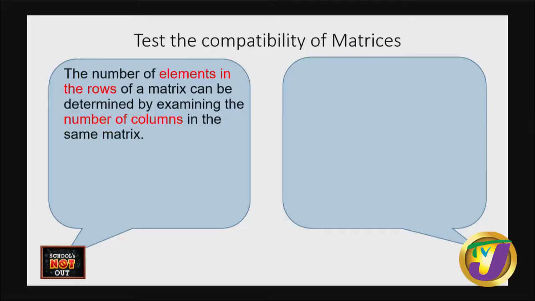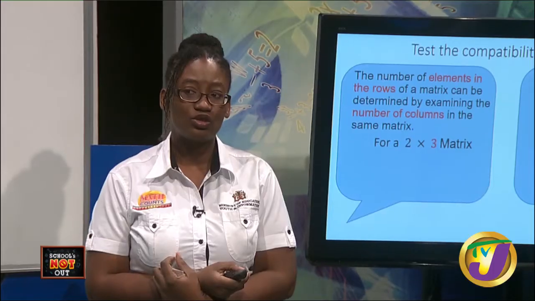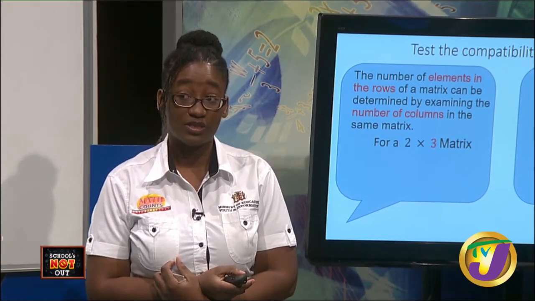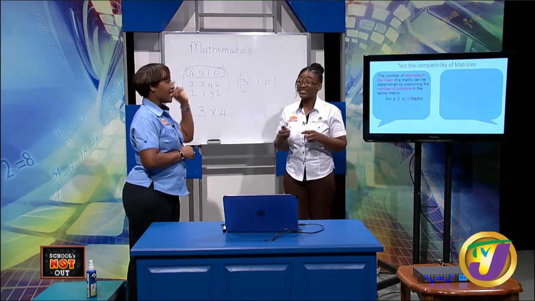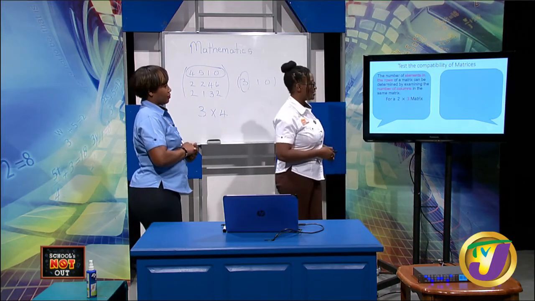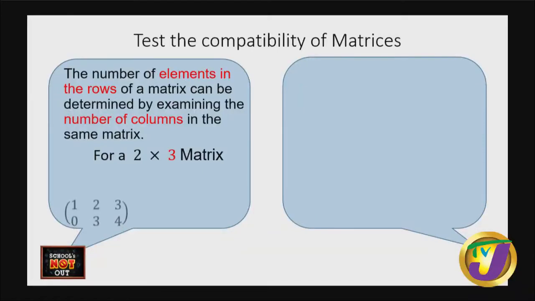So let's look at another example. We're looking at a 2 by 3 matrix. Based on what we just said, this matrix has two rows, three columns. So in other words, we have 2 rows with 3 elements in each row. Let's see if that matches. So two rows, 1, 2, 3 elements in each row. Correct. Beautiful. So this 3 is important. 3 elements are in each row.